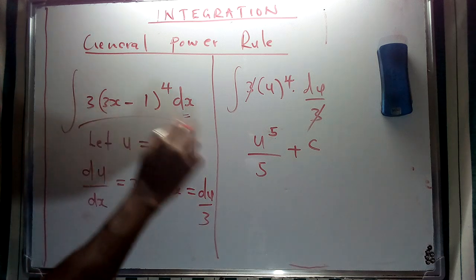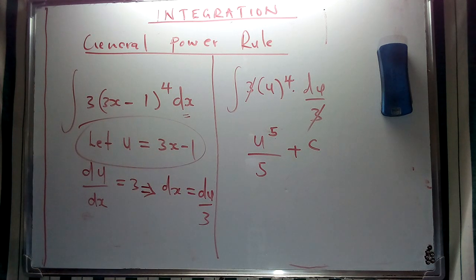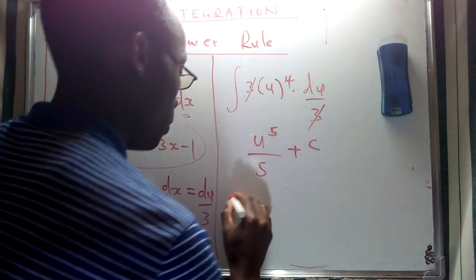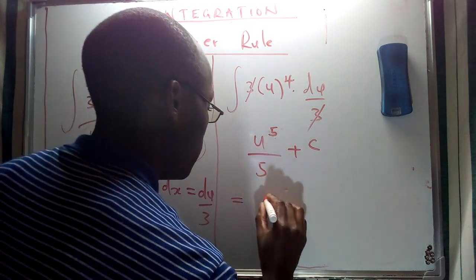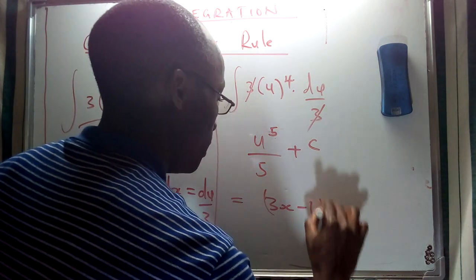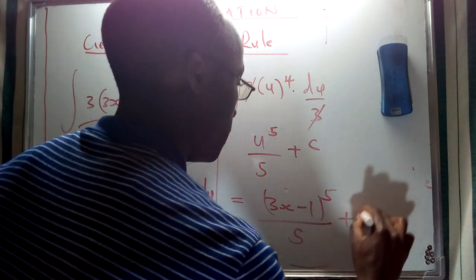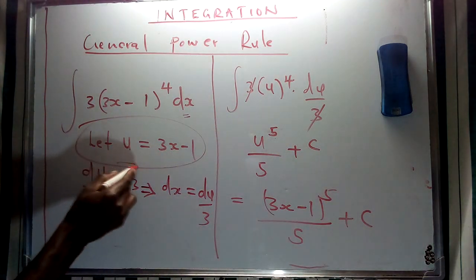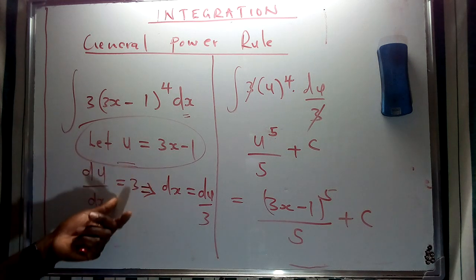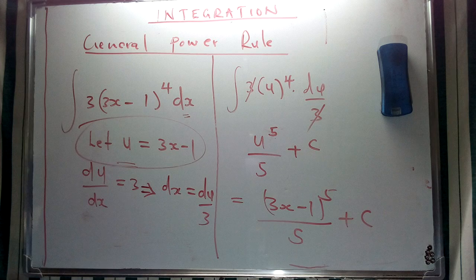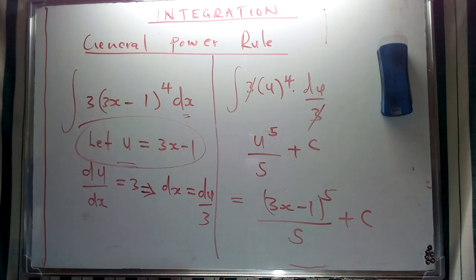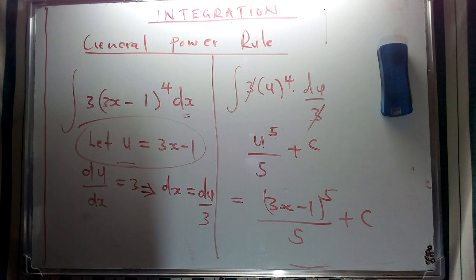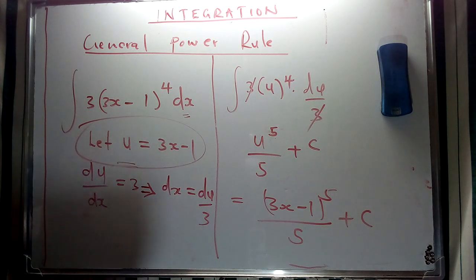But we had given a condition that u can be represented using 3x minus 1. So we restore our expression as (3x minus 1) raised to power 5 over 5 plus c. This effect of creating the concept of u makes it simpler for us to find the integrals of various functions. This is one of the examples in which we use the general power rule and the simple power rule to find integrals of various functions.